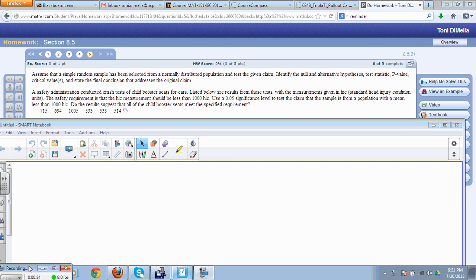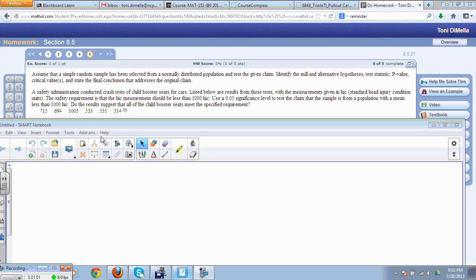And I think almost the same type of question that we had for our t-int, we have, again, the head injury condition units for safety seats for child booster seats. So the safety requirement for the HIC measurement is that it should be less than 1,000. We're going to use a 0.05 significance to test a claim that the population has a mean less than 1,000 HIC, and do the results suggest that the child booster seats meet the specified requirements.